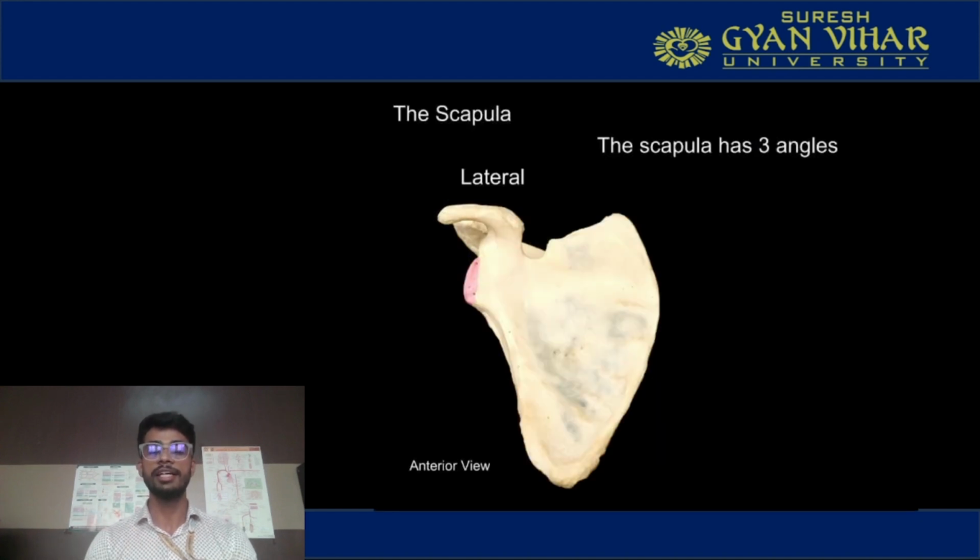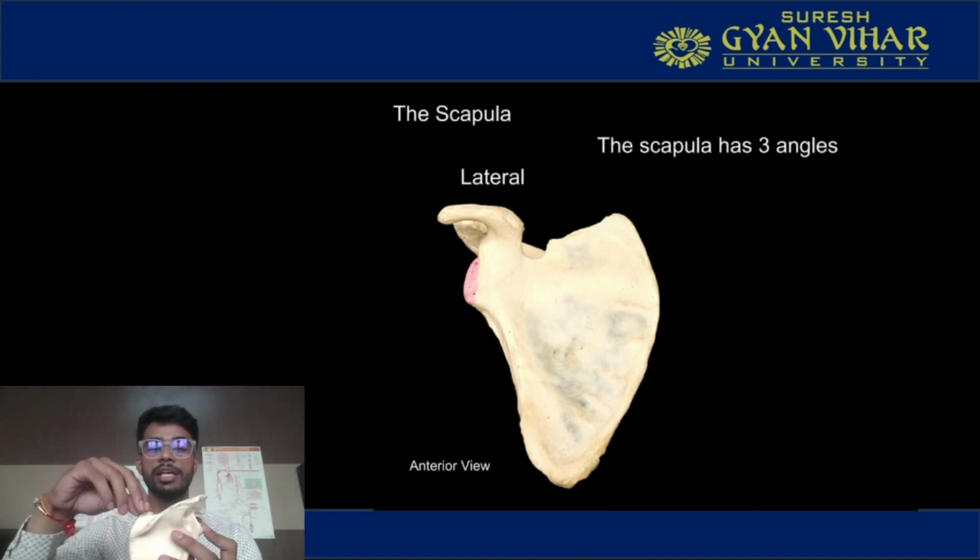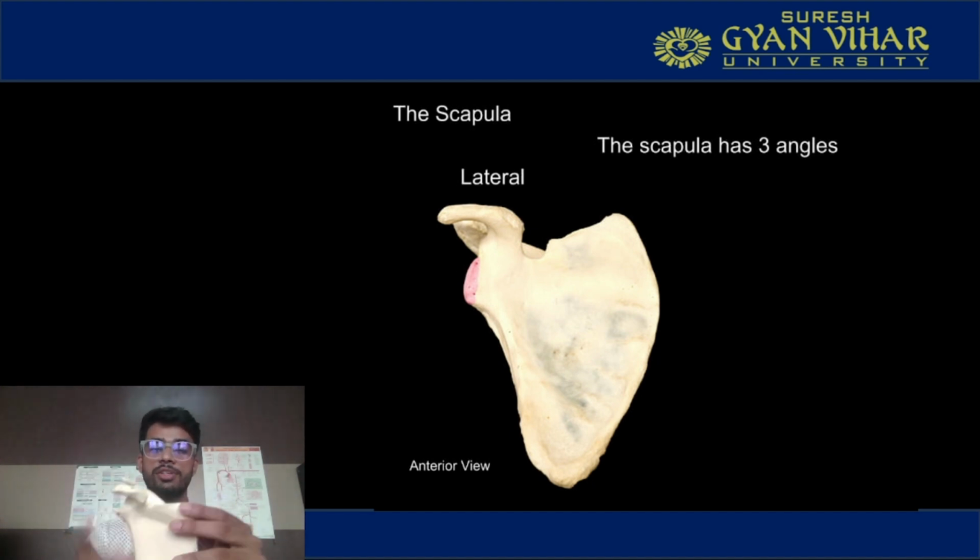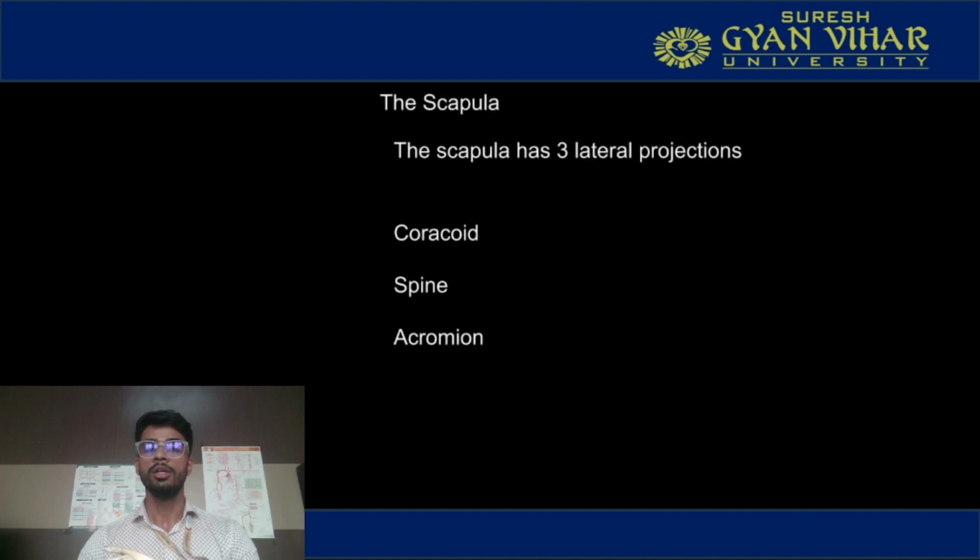Then there is a lateral angle, which is present between your lateral border and your superior border. So this is the lateral angle, this is the inferior angle, and this is your superior angle. So this is how it looks. This is your inferior angle, this is your lateral angle, and this is your superior angle.